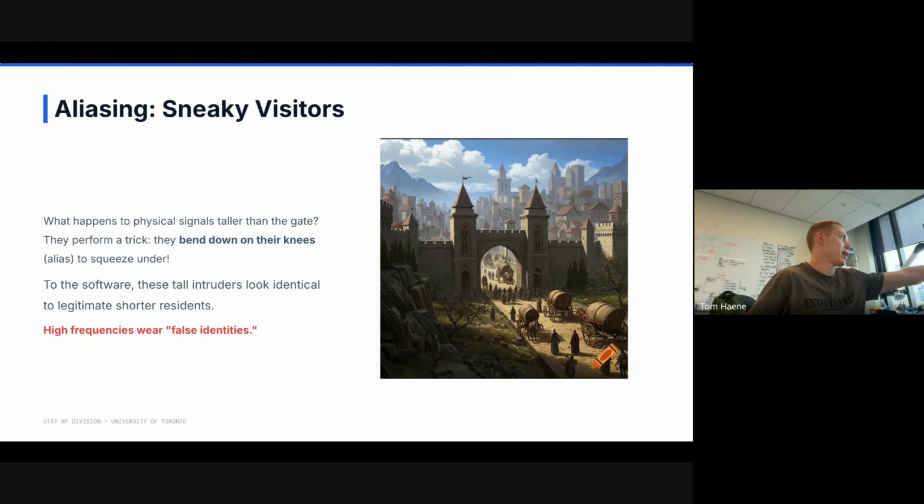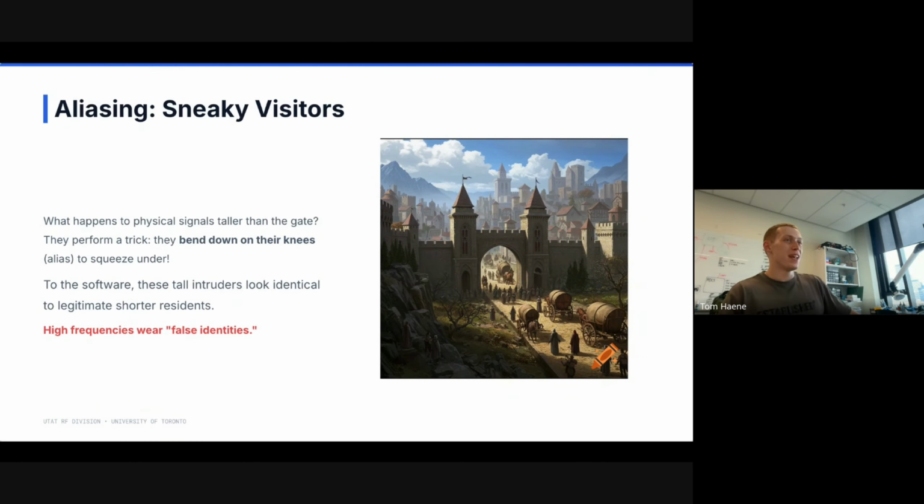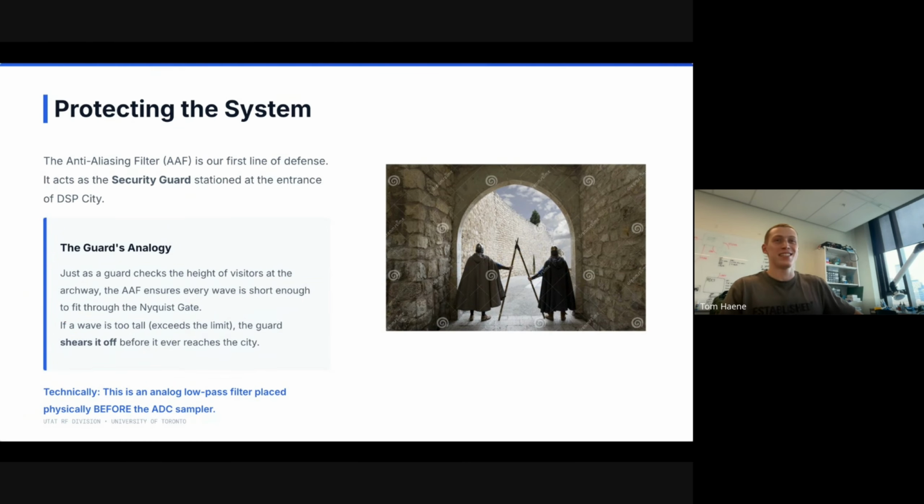These tall intruders are identical to legitimate shorter residences. So yeah, the gates are crazy. So the next concept is protecting the system.